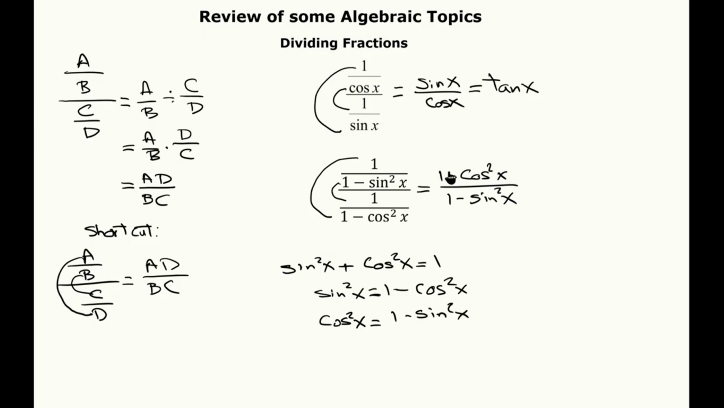So I can replace this 1 minus cosine squared x here with sine squared x. We can also replace this 1 minus sine squared x with cosine squared x. And as we know, that's just going to be the square of the tangent, so we get tan squared x. So these are just some of the quick things we can do by using this nice shortcut from algebra.